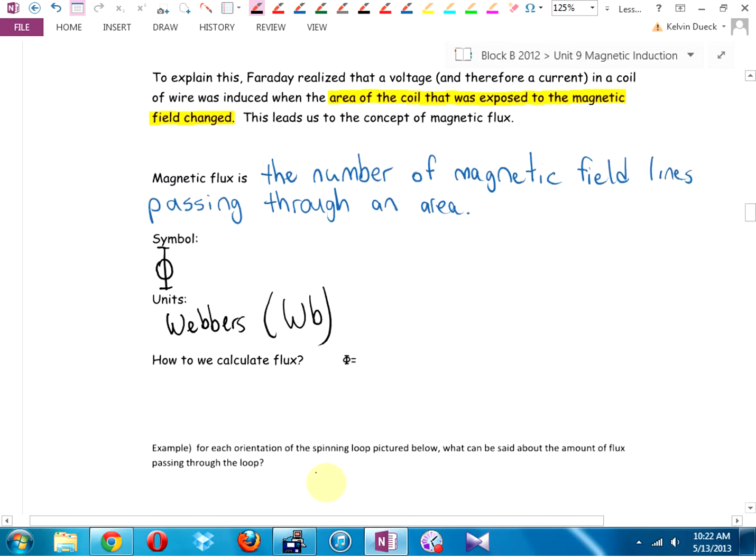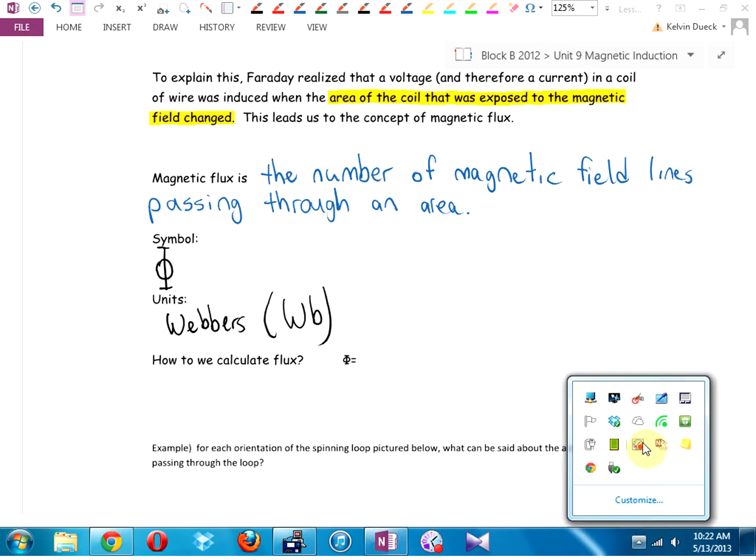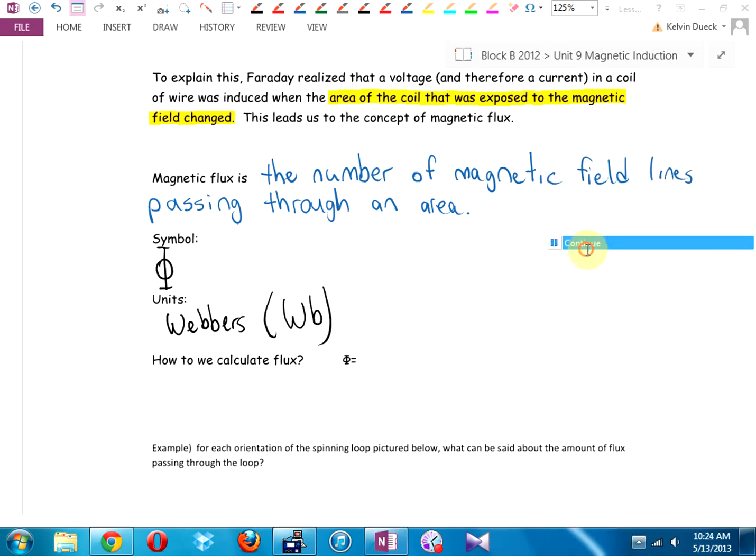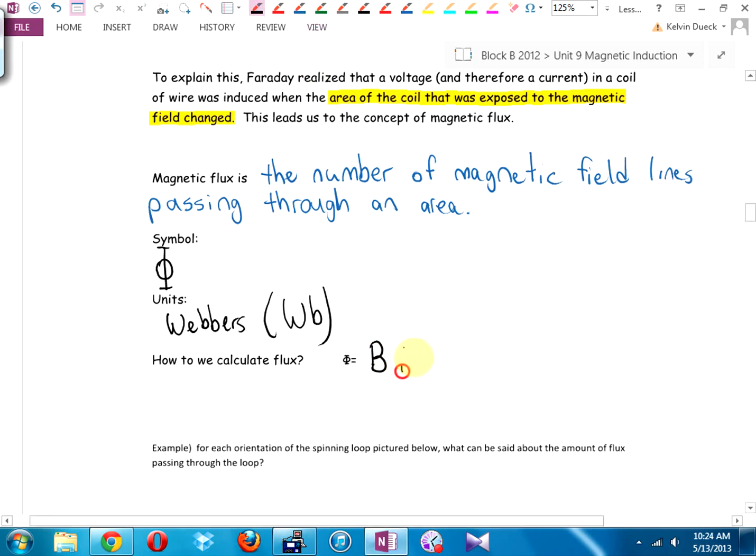How do we calculate flux? We're going to see if we can figure it out. Watch. Flux is defined as magnetic field times area. Oh, that's not quite right.